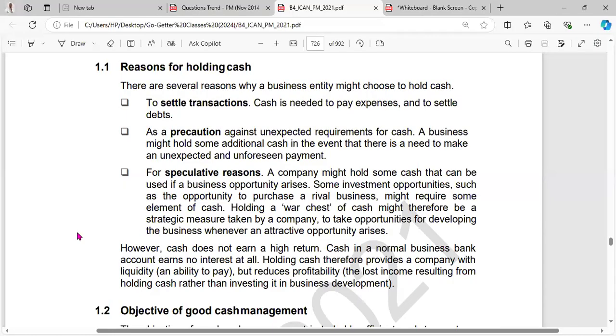The same thing too. Now you have unexpected requirements for cash. A business deal just comes, and you need to make a decision to take that business deal. So you are thinking that there will be a need in the future that's unexpected. Sometimes you say unforeseen occurrence. You want to have money on ground so that in case that unforeseen opportunity comes, you take advantage of it. That's precaution.